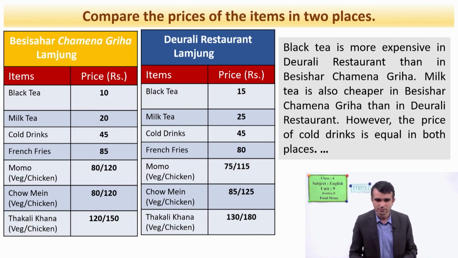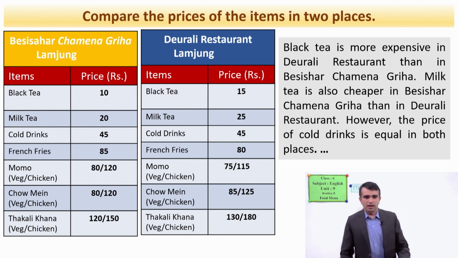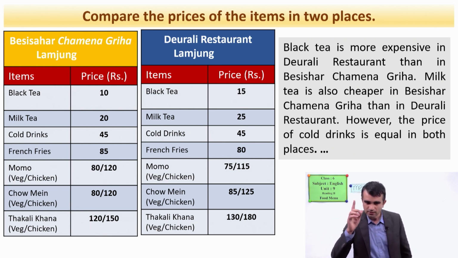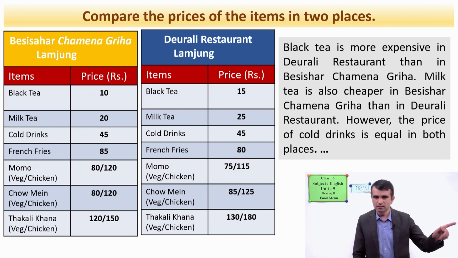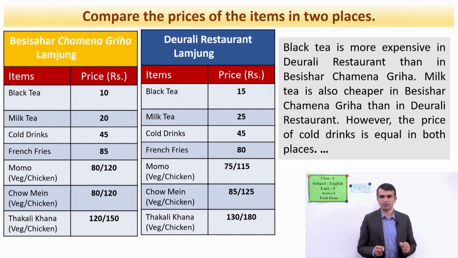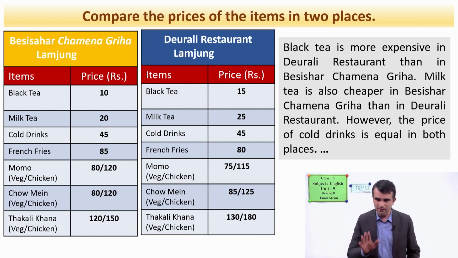Yes. And thakali khana, veg and chicken are 120 and 150 in Besar Chamanagriya. Here thakali khana, veg and chicken are 130 and 180. Which one has more expensive items? Well, Devrali restaurant, isn't it? Good. Now you can compare: thakali khana is more expensive in Devrali restaurant than in Besar Chamanagriya. Can you do it this way? Very good.